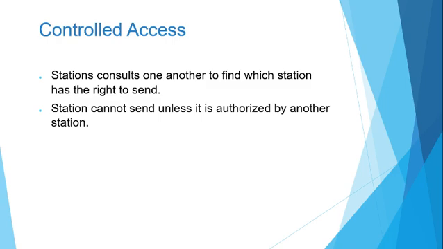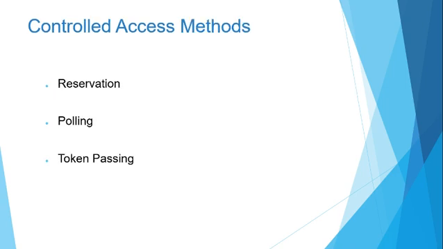Control access. In control access, the stations consult one another to find which station has the right to send. A station cannot send unless it has been authorized by other stations. We discuss three popular control access methods, which are reservation, polling, and token passing.